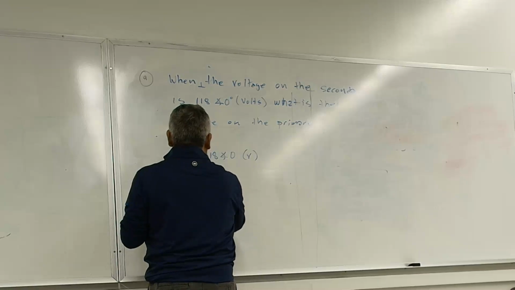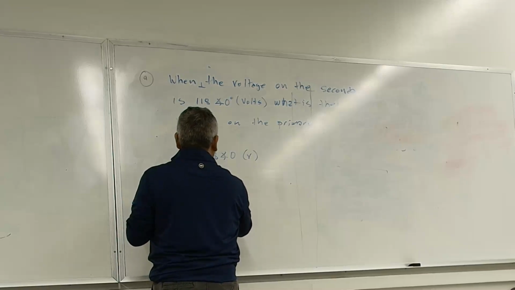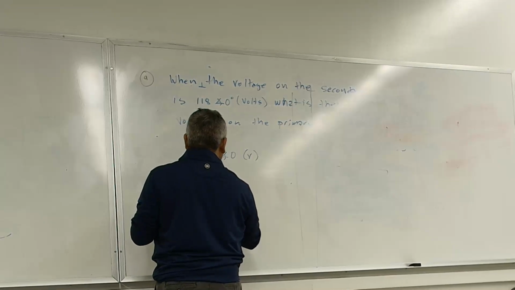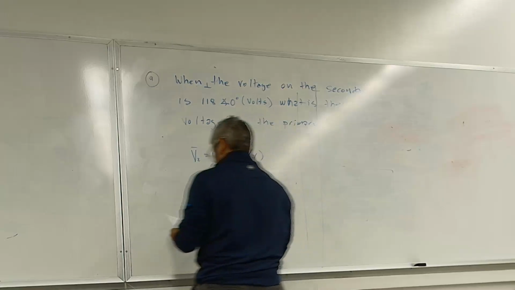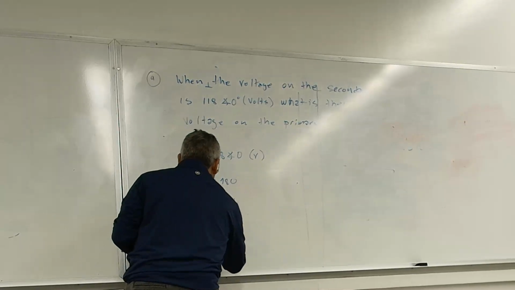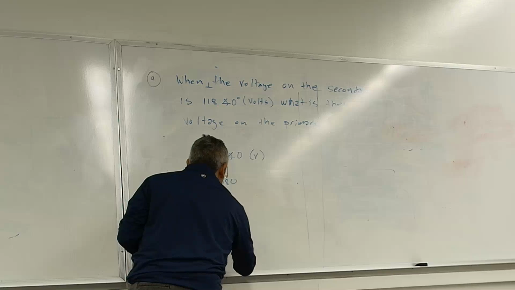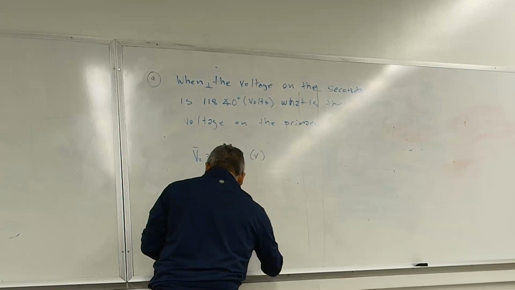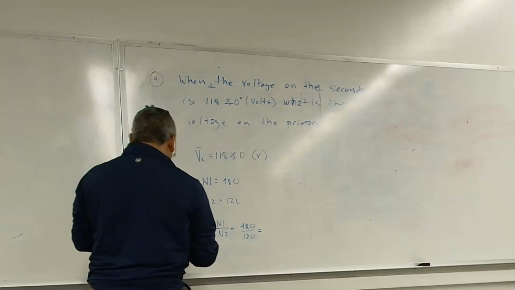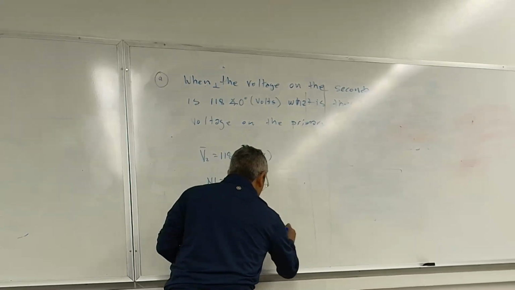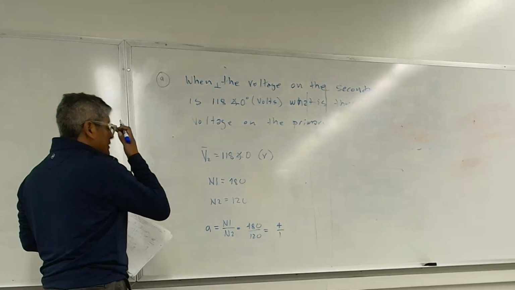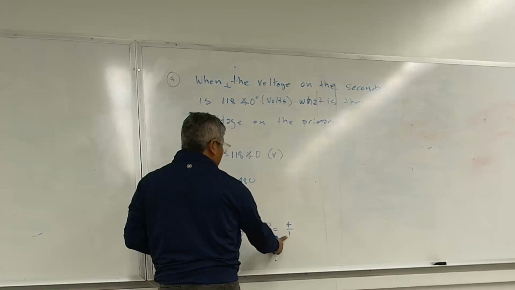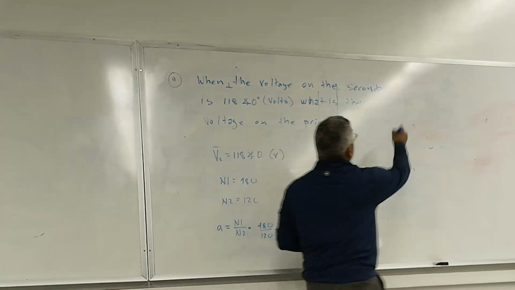And then we know that N1 is equal to 480, N2 is equal to 120, right? That's given to us. So I can say that A is equal to N1 divided by N2, which is equal to 480 divided by 120. That gives me a ratio of 4 to 1, or 4, okay? So for every 4 turns of copper on the primary, I have 1 on the secondary, if you want to see it that way.